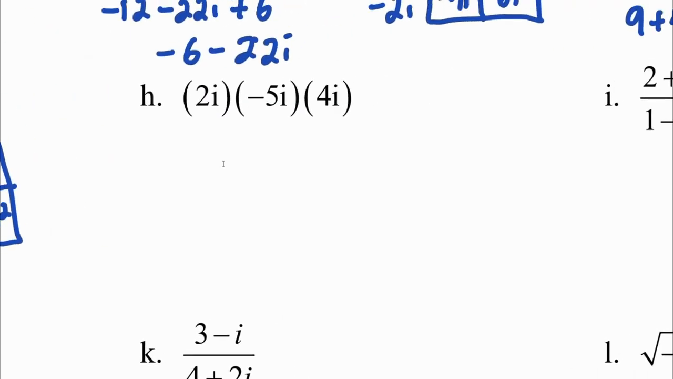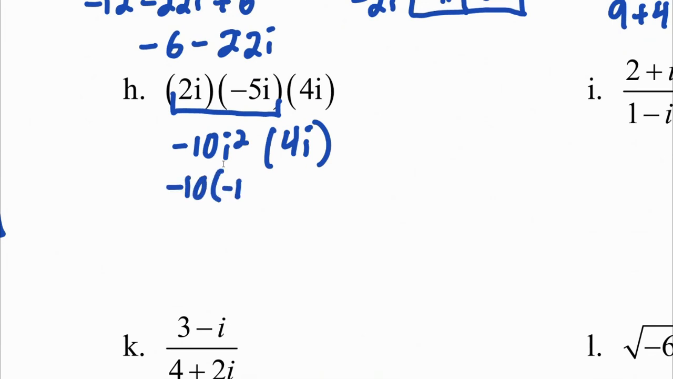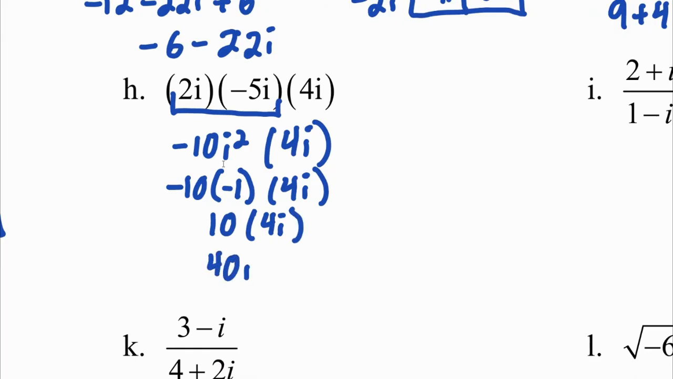So again, going to the next one. So for this one, I would just go one at a time. So I'm going to start by multiplying these first two together. I multiply real with real and imaginary with imaginary. So that gives me negative 10i squared. And I'm still multiplying that by 4i. But again, I know that i squared is a negative 1. So really, that negative 10 times that negative 1 is going to be a positive 10. And then I'm doing positive 10 times 4i, which will give me 40i.